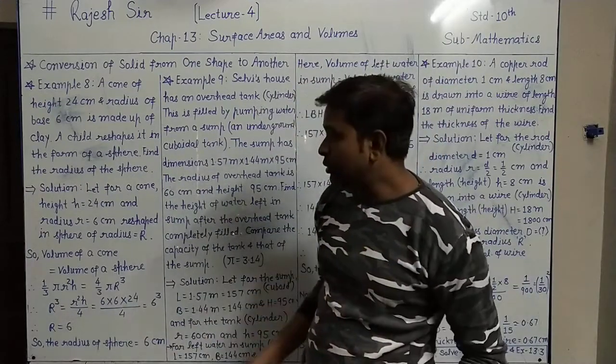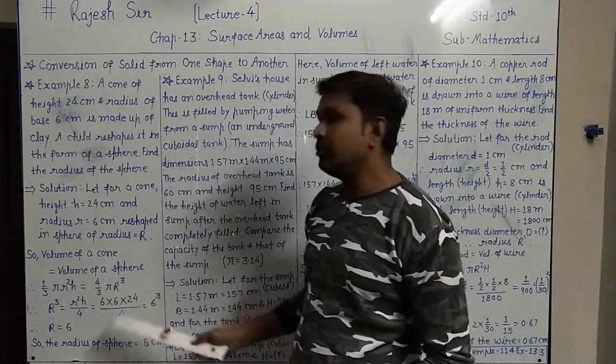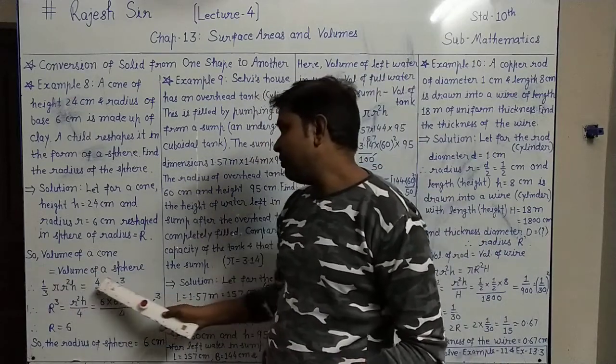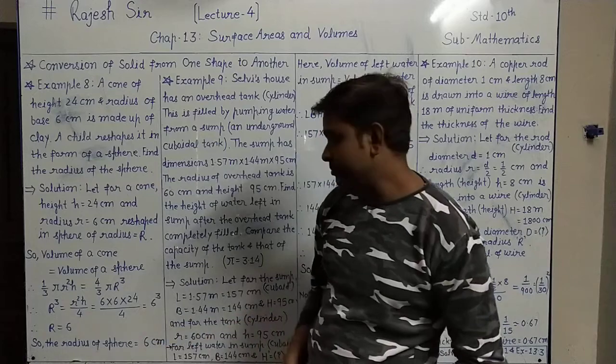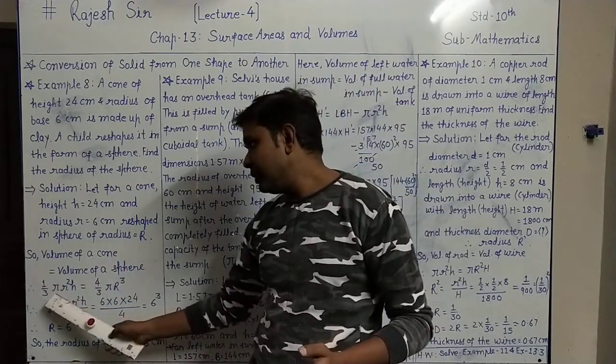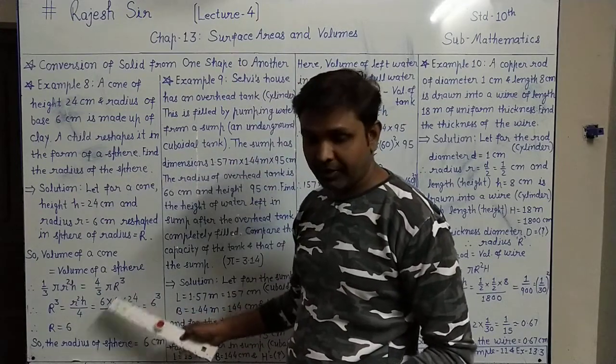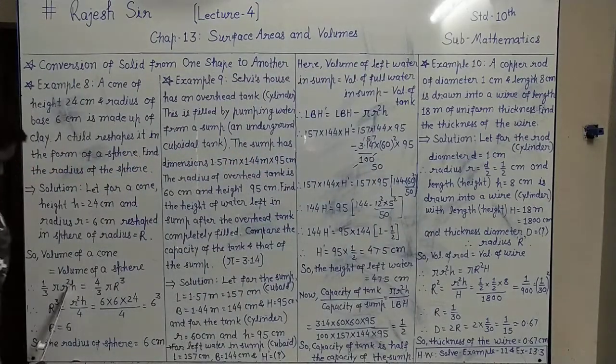As I have told, the volume of cone will equal the volume of sphere, because the sphere is made from the cone only. Now place the formula. Volume of cone is 1 upon 3 pi r square h, equal to volume of sphere, 4 upon 3 pi R cube. Here for the cone we take small r, and for the sphere the radius capital R. Now simplify. Pi cancels on both sides, and 3 cancels on both sides. What remains is r square h on this side, and 4 R cube on the other side.